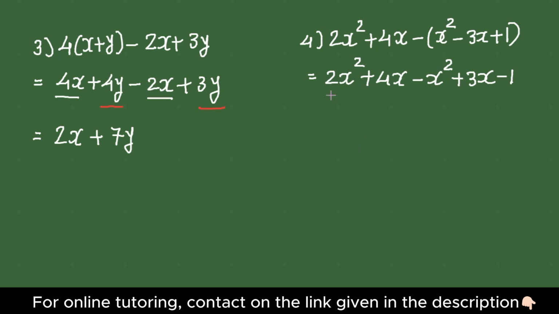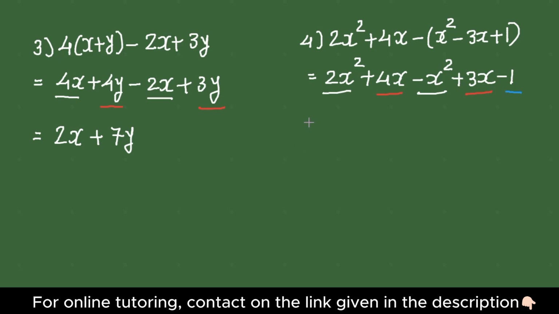In two terms we have x square. So 2x square and minus x square is one pair of like terms. And in other terms, the variable is x. So 4x and plus 3x is another pair of like terms. And minus 1 is a constant term.